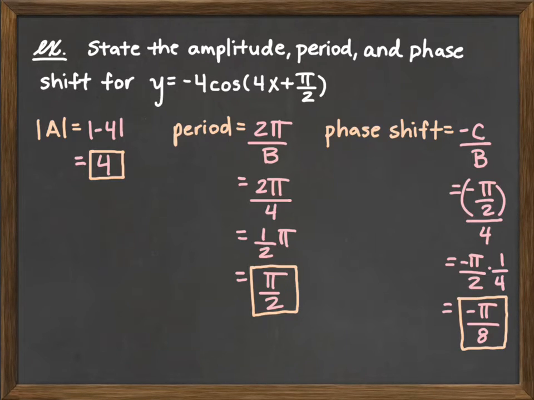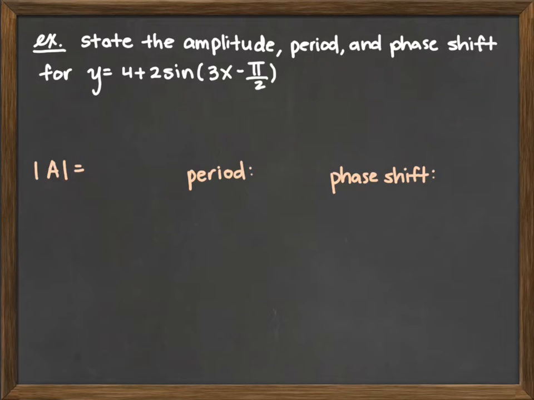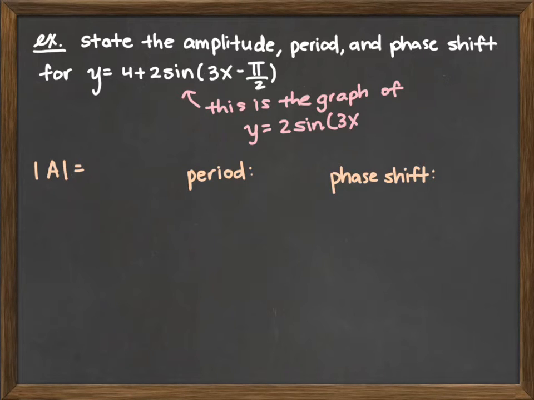Okay, so now let's look at the next example. We want to find the amplitude, period, and phase shift for this new function, y equals 4 plus 2 times sine of 3x minus pi over 2. So one thing to note is that this is the graph of y equals 2, I'm going to run out of room, of y equals 2 sine of 3x minus pi over 2 shifted up 4 units.